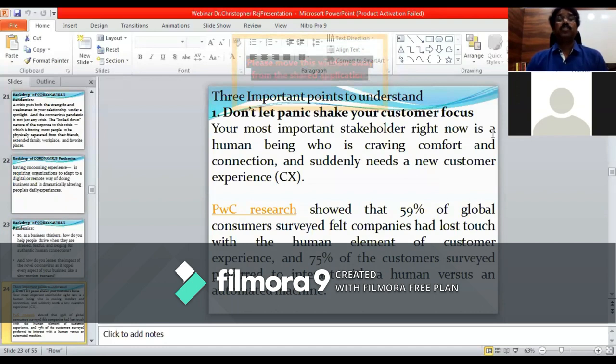Three points to remember, points to understand. First, don't let panic shake your customer focus. Your most important stakeholder right now is a human being who is craving comfort and connection and suddenly needs a new customer experience. PwC research shows that 59% of a global consumer survey feel companies have lost touch with the human elements of customer experience, and 75% of consumers surveyed prefer to interact with a human versus an automated machine.